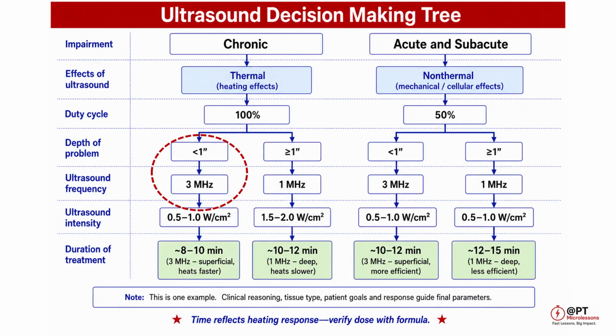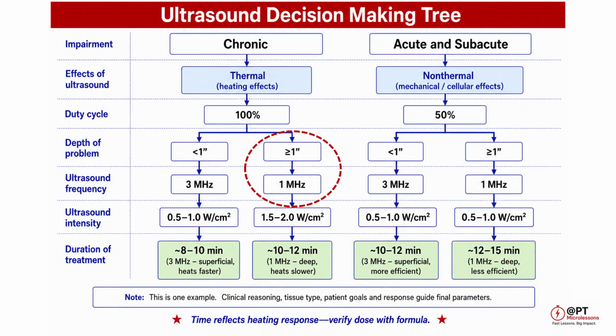Because 3 MHz heats more quickly at superficial depths, we choose a lower intensity. Now, even though we mentioned earlier that lower intensity typically requires more time, that idea assumes the frequency is the same. In this case, 3 MHz delivers energy more efficiently to superficial tissues, so even at a lower intensity, the treatment time can still be shorter. So as we move through this path, you can see that each setting is not chosen in isolation. Frequency and intensity together determine the treatment time required to achieve the desired effect.